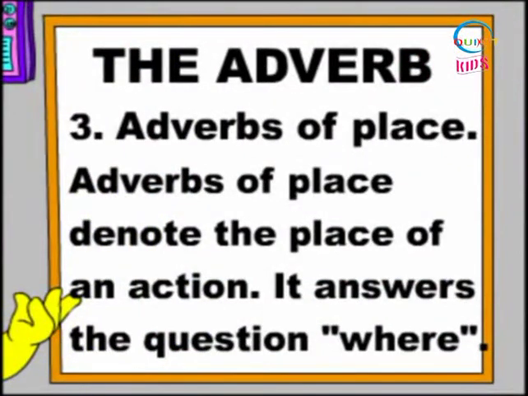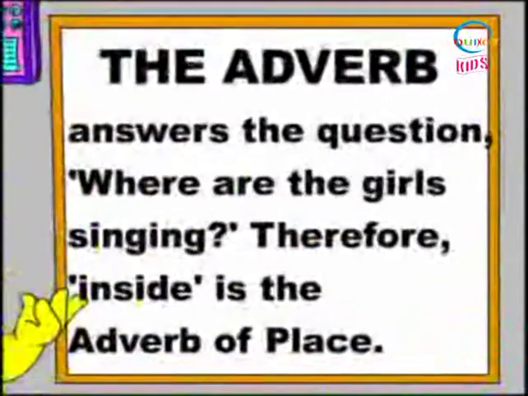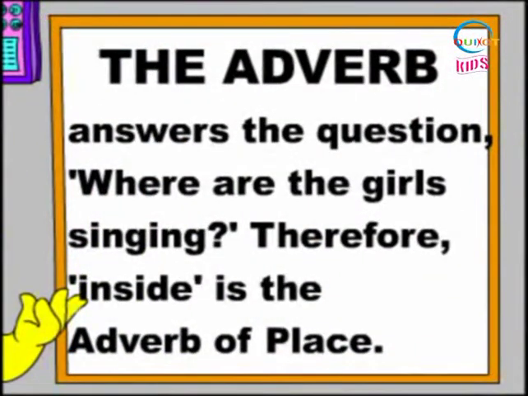3. Adverbs of place. Adverbs of place denote the place of an action. It answers the question, where? Example: The girls are singing inside the house. The above sentence answers the question, where are the girls singing? Therefore, inside is the adverb of place.